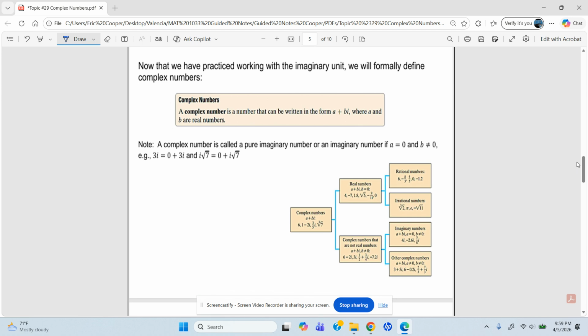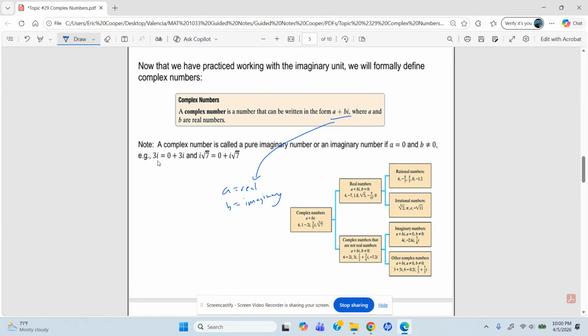Now that we have practiced working with the imaginary unit, we will formally define a complex number. A complex number is a number that can be written in the form a plus bi, where a and b are real numbers. So again, when we write these things, this form is just telling us how we want to give our answer. a is always the real part of the answer, and b always has the imaginary.